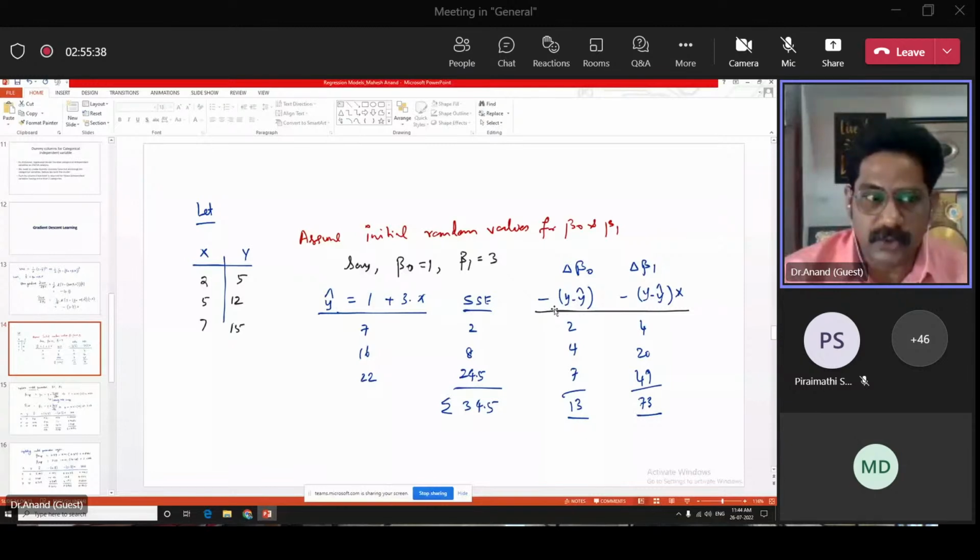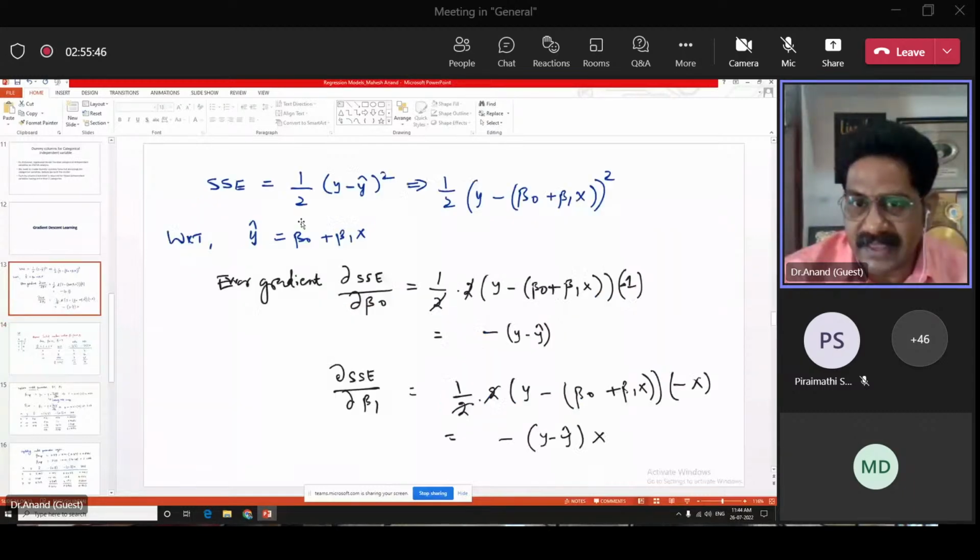SSE, the sum squared error. You know that SSE is defined as 1 by 2 times y minus y cap the whole square. This 1 by 2 is introduced just for mathematical convenience, because when we differentiate, this 2 and this 2 cancel. For that purpose, this 1 by 2 is introduced. Many literatures simply keep the squared term without introducing this 1 by 2. That is also equivalently correct.